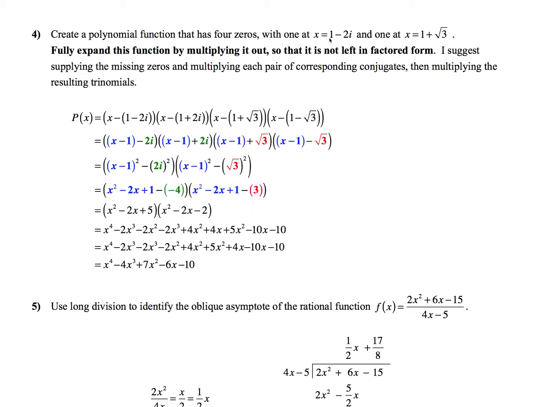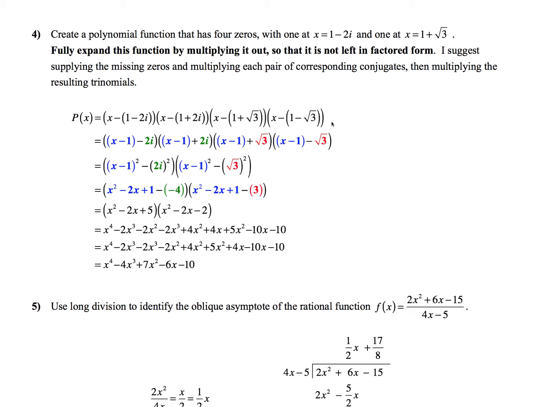Well, if 1 minus 2i is a zero, then that means we have a factor of x minus the quantity in parentheses 1 minus 2i. If there is a complex zero at 1 minus 2i, there has to be one at its conjugate, 1 plus 2i. And that is also contained within parentheses. The same would be said for the irrational zero. 1 plus square root of 3 is inside parentheses, but there is a conjugate, there's a zero at its conjugate, 1 minus square root of 3.